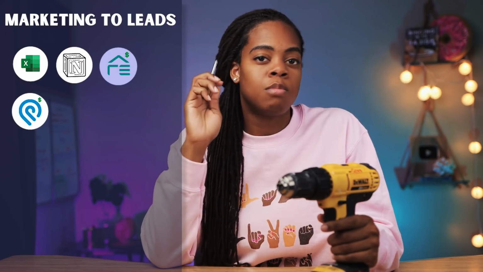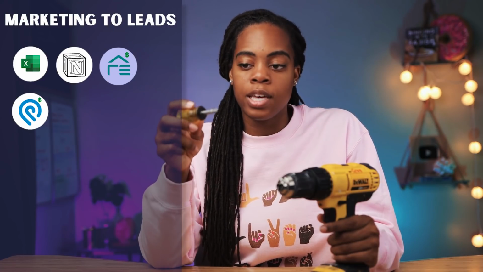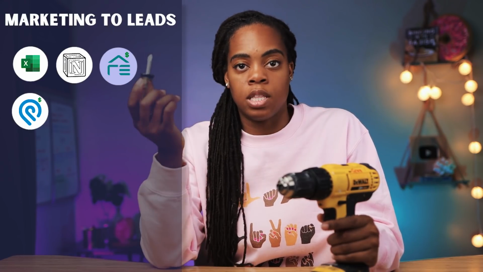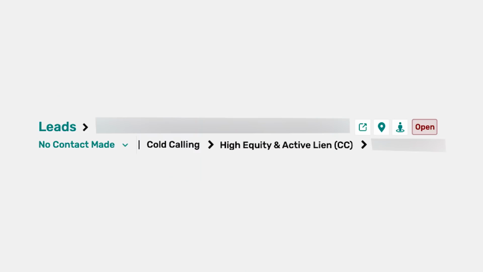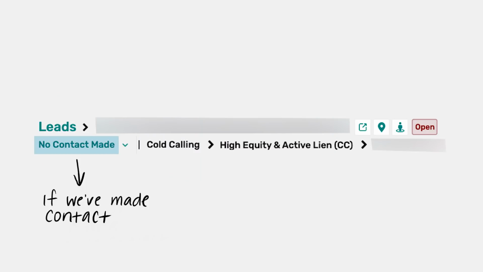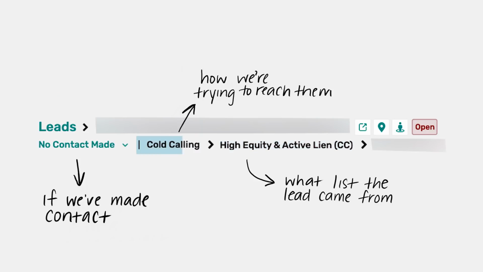Now, the screwdriver seems perfectly good, but once I have to screw in more than one or two things, it's over. I'm not using this, especially once I know and get to use a drill. So basically, if you're serious about wholesaling, if this is something you're legitimately gonna be doing, get a drill, stop using a screwdriver. So that's why I now use Resimpli to keep track of all of our leads. So for each one, we can see if we've made contact with that lead or not, as well as what list the lead came from and how we're trying to reach them.